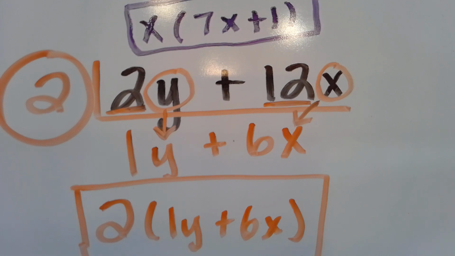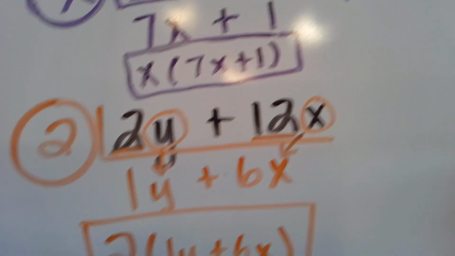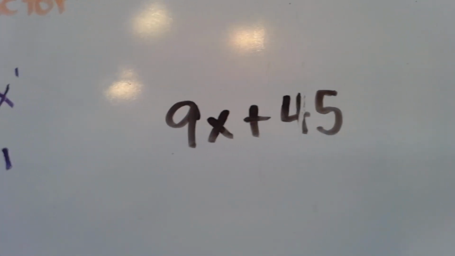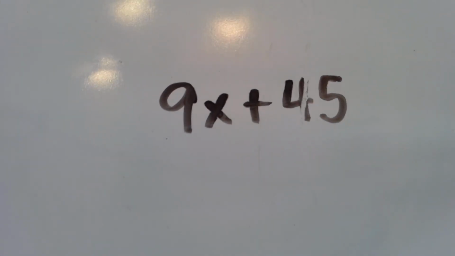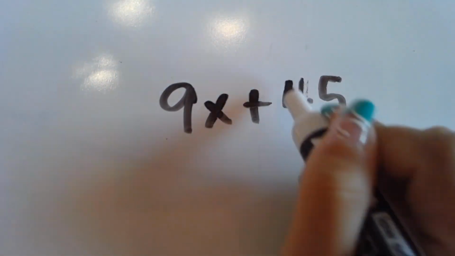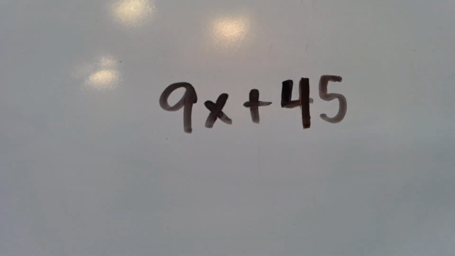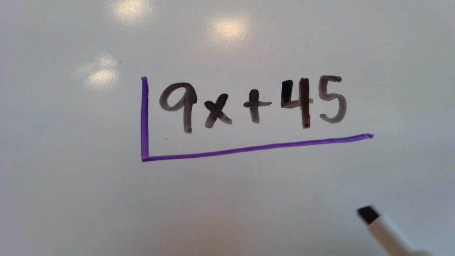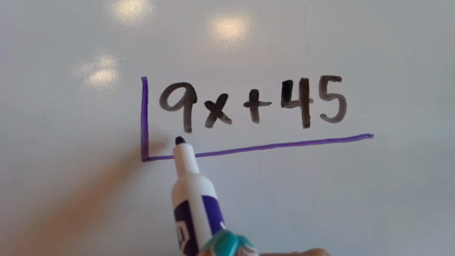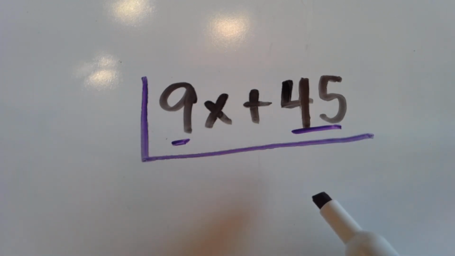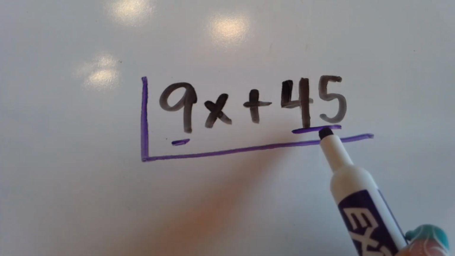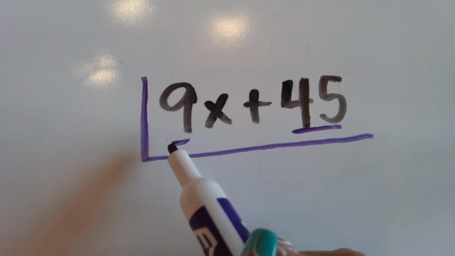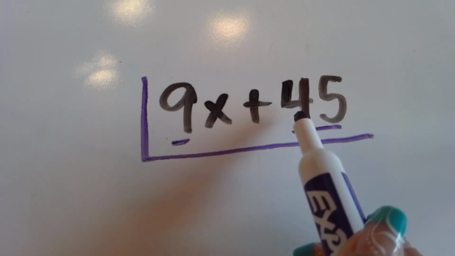All right, let's look at another example. And I'm going to fix this. So we have 9x plus 45y. So let's think division. What can we pull out here? Let's look at our coefficients. We have a 9 and we have a 45. What number can divide evenly between 9 and 45?